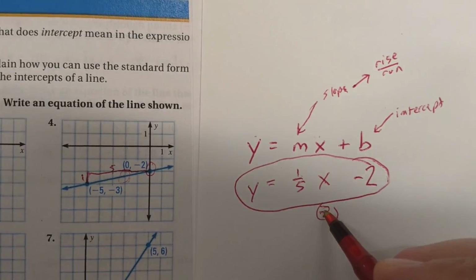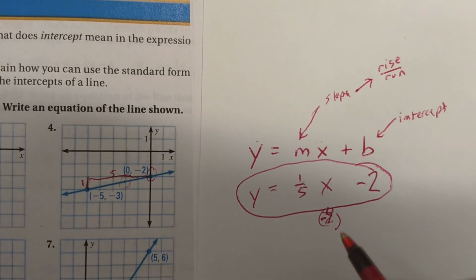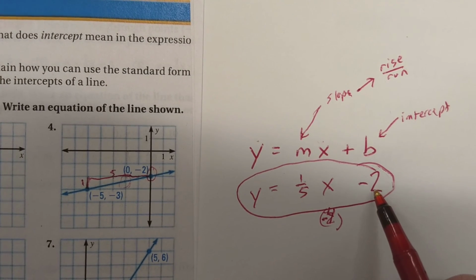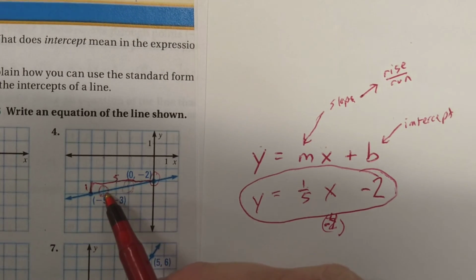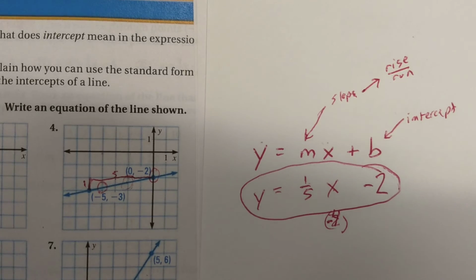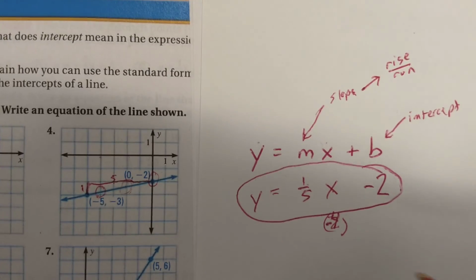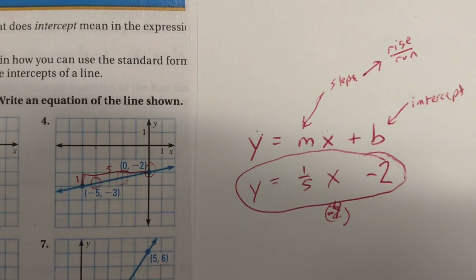If I wanted to say, let's plug in a -4 for x, and I multiply by 1/5 and I subtract 2, -4 is going to give me whatever this value is here on the graph. So that's the nice thing about having an equation for the line. It allows you to find any point.